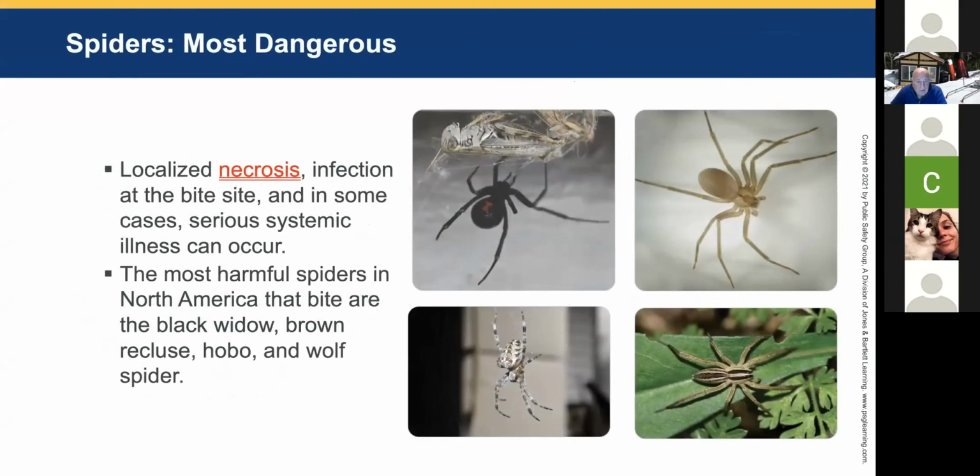Now, we talk about spiders. Localized necrosis, that's the deadening of the skin, infection at the bite site. In some cases, serious systemic illness can occur. The most harmful spiders in North America that bite are the black widow, brown recluse, hobo, wolf, and spider. And they show you pictures of them. I'm not sure about the pictures here, but I don't really want to play with spiders.